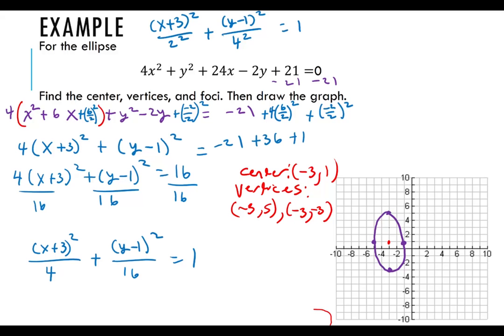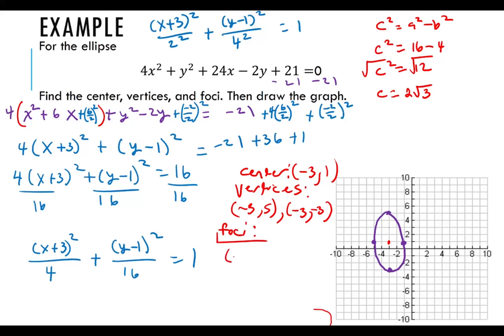And then where are our foci? Well, to find our foci, we've got to find c, so c squared is equal to a squared minus b squared. So c squared is equal to 16 minus 4. C squared is equal to 12. Take the square root. C is then equal to 2 root 3. And so then where are our foci? Specifically, we're just going to shift up from the center a distance of 2 root 3. And so our foci are going to be at negative 3, 1 plus 2 root 3, and at negative 3, 1 minus 2 root 3.